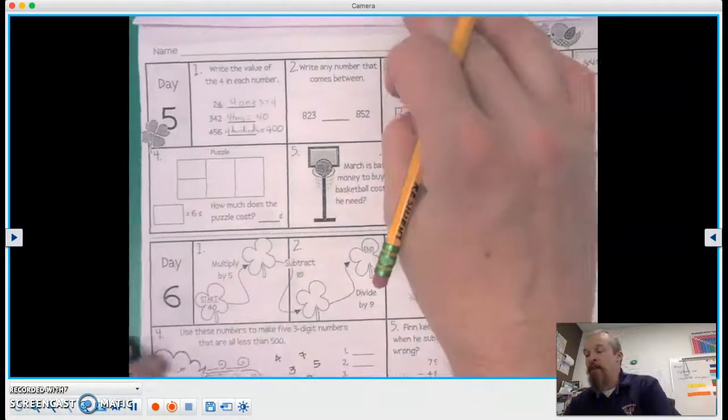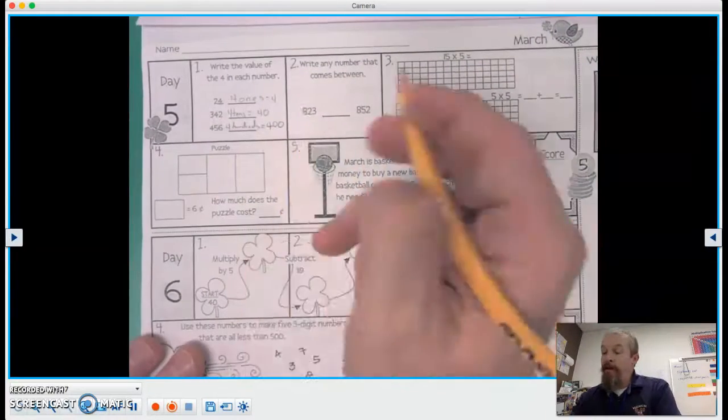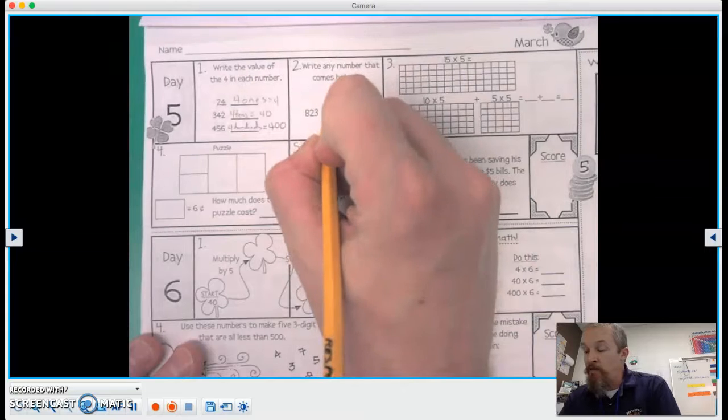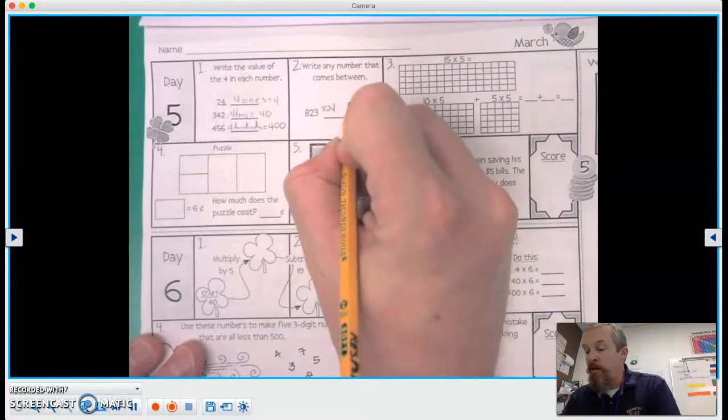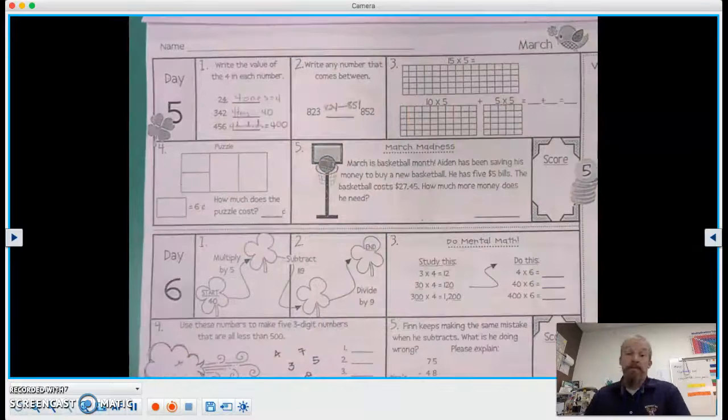Write any number that comes between. So we can have any number from 824 up to 851. Okay, so there's a lot of choices there.